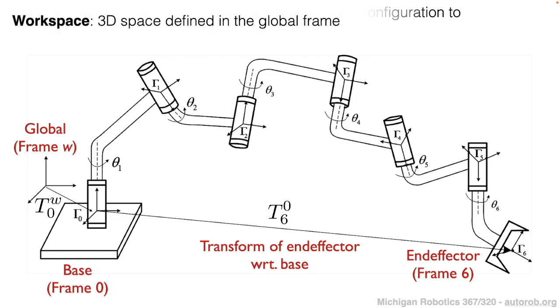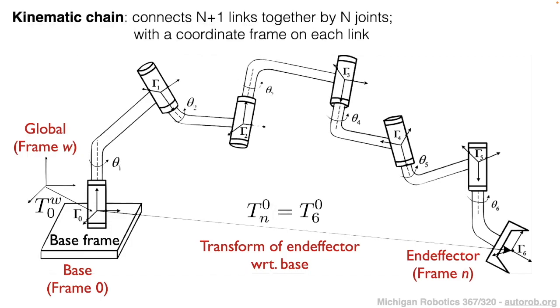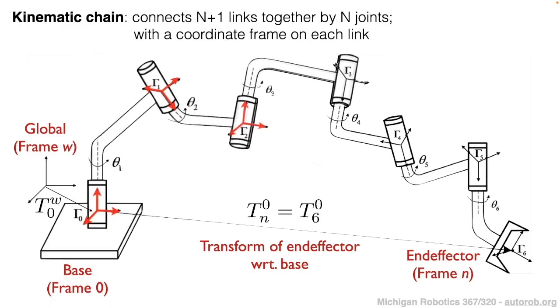Using these notations, we'll also refer to the full 3D space in the world frame as the workspace of the robot. If we say the workspace of the robot, or the global frame, that's just talking about the 3D space that the entire system exists within. From here, we have our kinematic chain, where we have n plus 1 links connected by n joints, where each of the links has its own coordinate frame. The red axes shown on this slide at each link denote the origin of each link's coordinate frame.